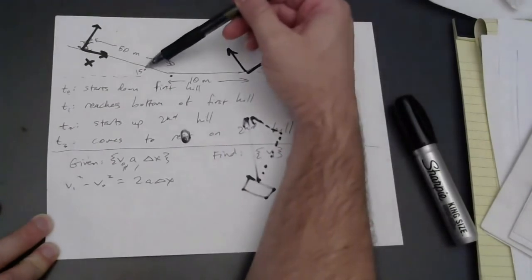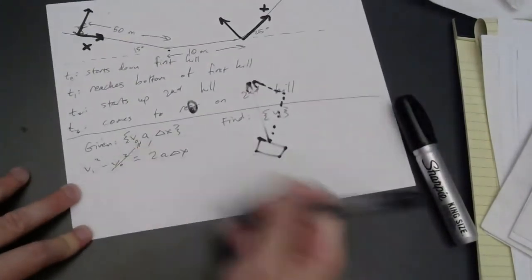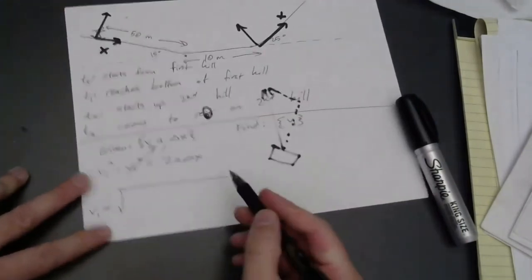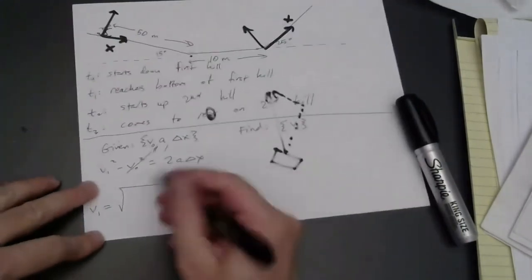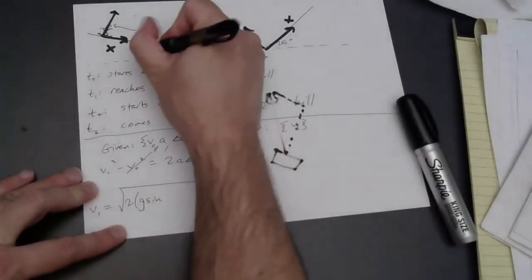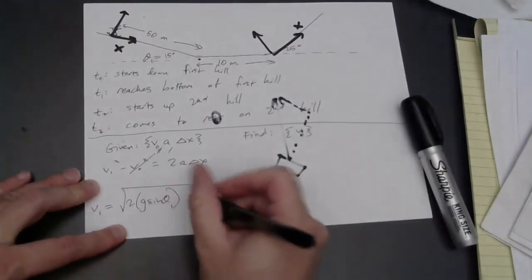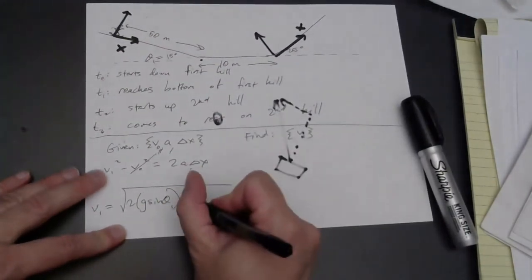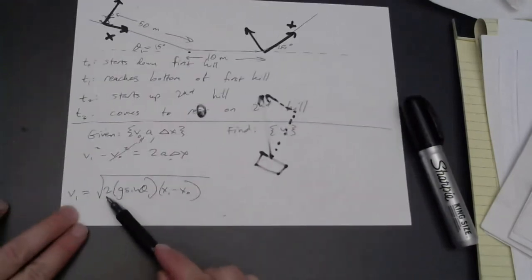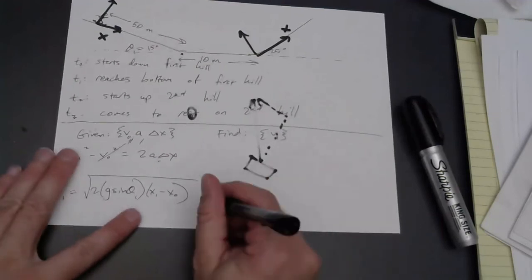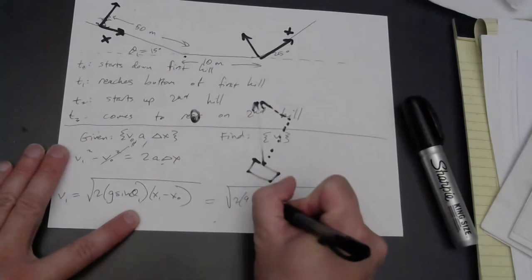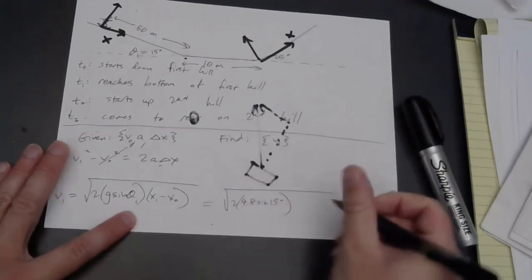In this case, theta is 15. So I can cross this out since she starts from rest, and I'll take the square root. V1 is the square root of 2 times an acceleration of g sine theta 1 times delta x, which is x1 minus x initial. Right? This is root 2 times the acceleration times the displacement. And now I can plug in numbers. That's 2 times 9.8 times the sine of 15.